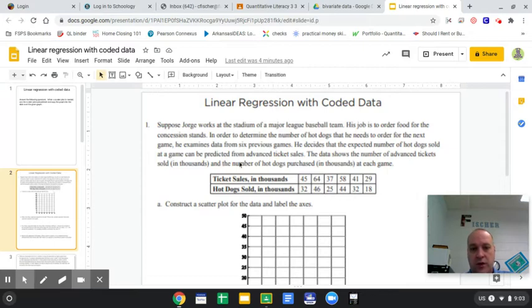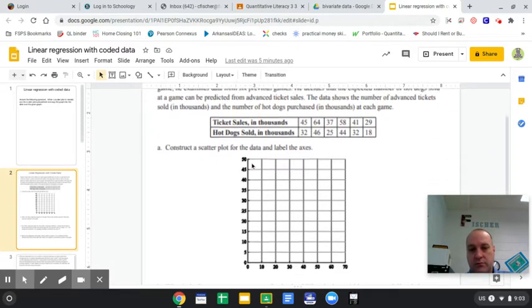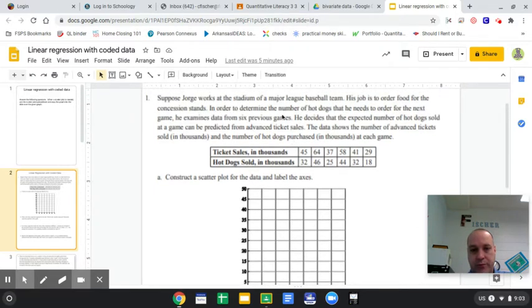All right, so the first one here, they give you the hot dog sales for a Major League Baseball team. He orders food for the concession stands in order to determine the number of hot dogs that he needs to order for the next game. He examines data from 6 previous games, and he decides that the expected number of hot dogs sold at a game can be predicted from the advance ticket sales. The data shows the number of advance tickets sold and the number of hot dogs purchased. So right here, he's trying to figure out how many he needs to buy.